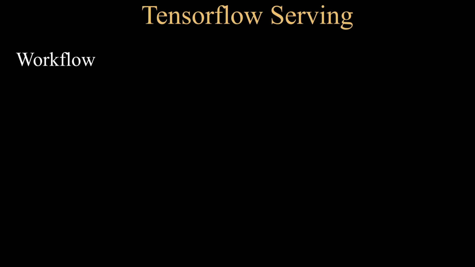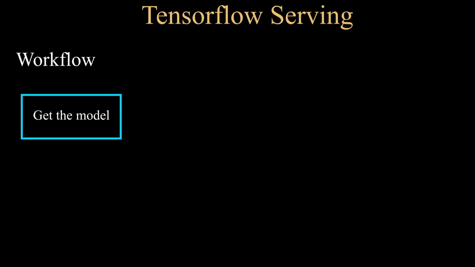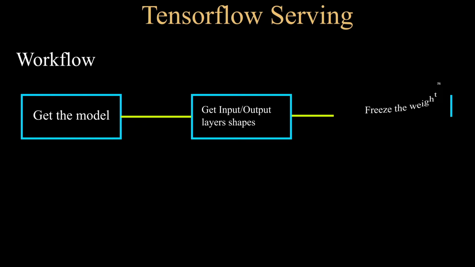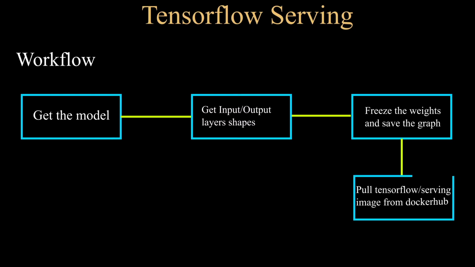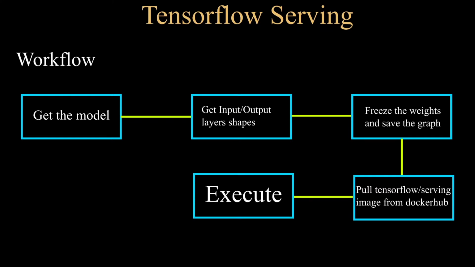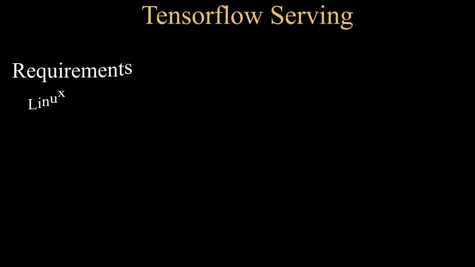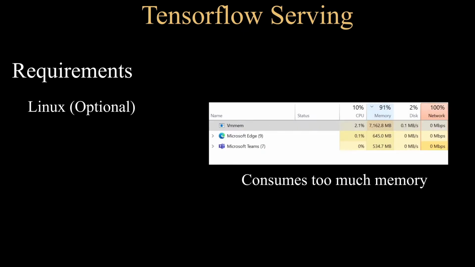So here are the steps for a successful deployment. First, you need to prepare and train or load a pre-trained model. Get the details about input and output layers, freeze the parameters and save the graph file into a saved model format. Now, get the TensorFlow Serving image from Docker Hub, then type the magic command to host your saved model. For this tutorial, you will need Linux, which is optional. You can have Windows, but there are some Docker issues in that. Docker installed and TensorFlow. Now, let's get started.